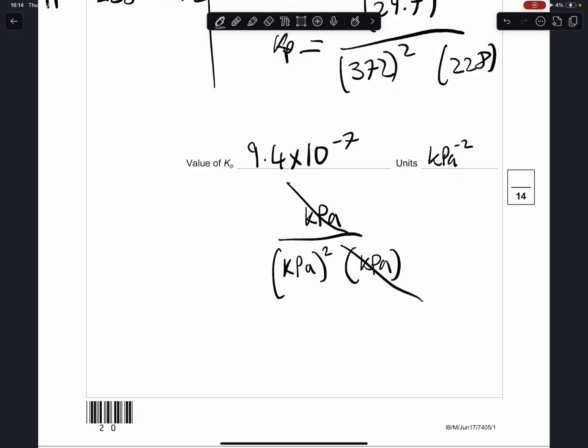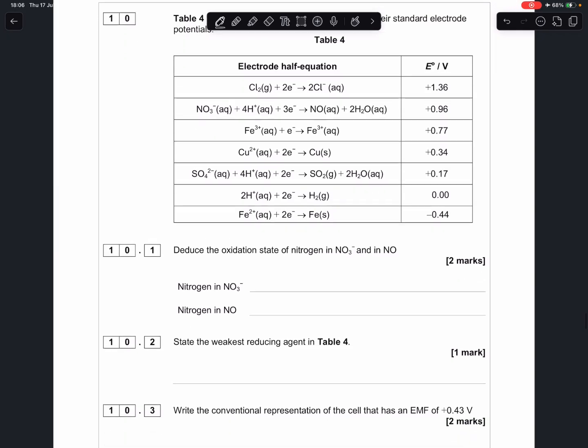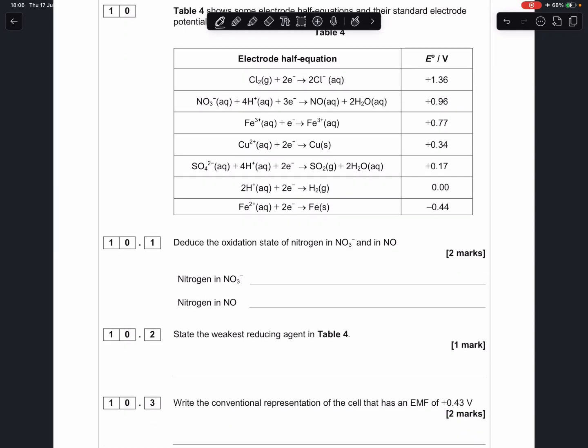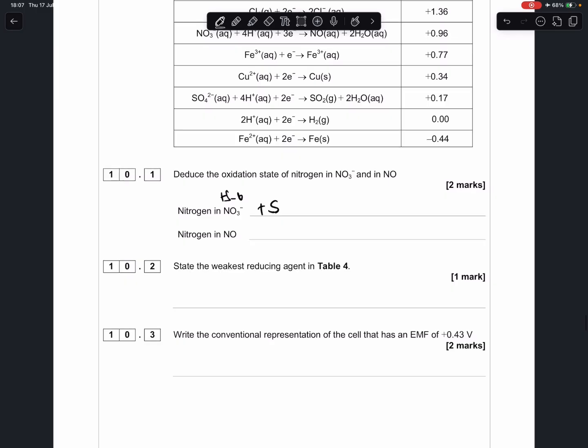There you are. Table 4 shows some electrode half equations and their standard electrode potentials. So here we've got our electrochemical series and their E0 values in order. To reduce the oxidation state of nitrogen in NO3- and in NO. So here we've got 3 oxygens, so 3 times minus 2 is minus 6, and overall is 1 minus, so this must be plus 5, and that does make sense because nitrogen is in group 5. And then nitrogen in NO, oxygen is minus 2, so this has to be plus 2, because overall it's neutral.